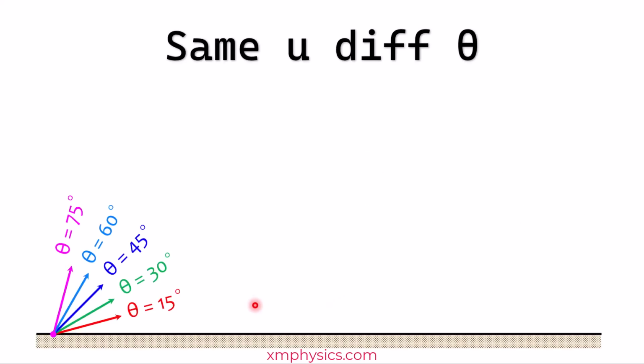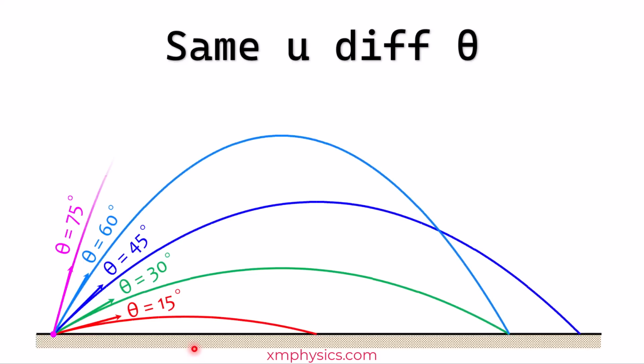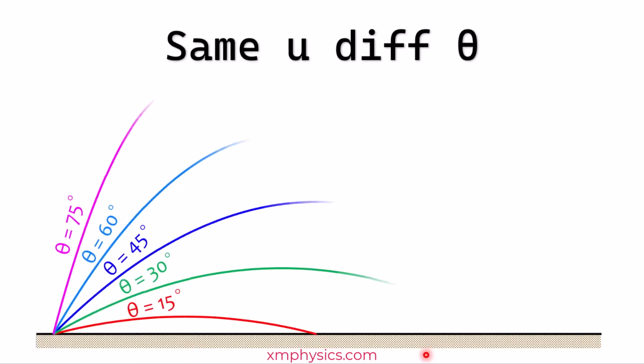Last one. This time around we'll have 5 projectiles all launched at the same initial speed, just different projectile angles. So make your sketch, and then we'll come back. Okay, ready? So 15 degrees, 30 degrees, 45 degrees, 60 degrees, 75 degrees. Alright, do you get the correct answers?